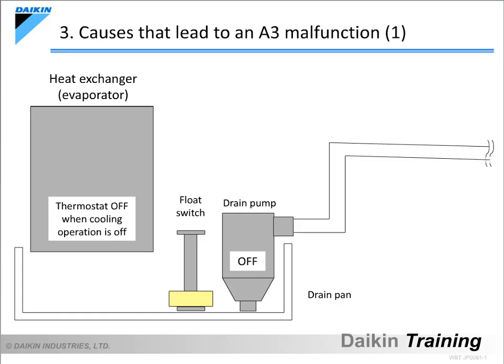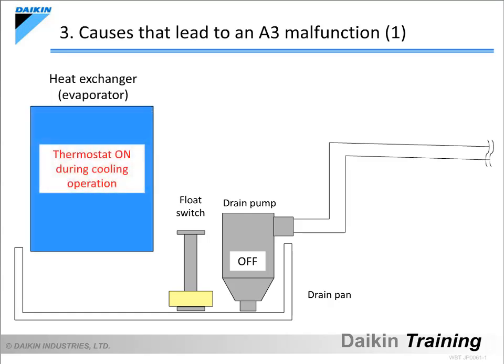Let's take a look at the causes that lead to an A3 malfunction. During cooling operation with the thermostat on, if the drain pump does not work normally, or water is not discharged from the drain piping for some reason, the drain level rises abnormally, along with the position of the float switch.